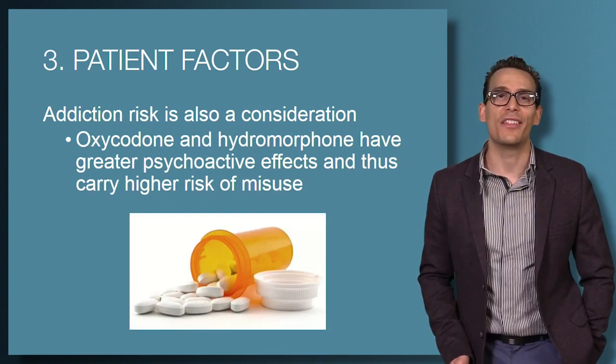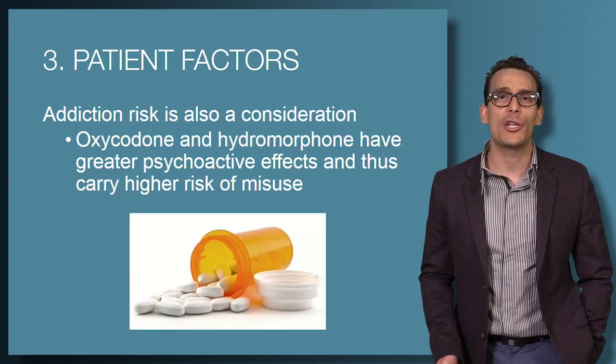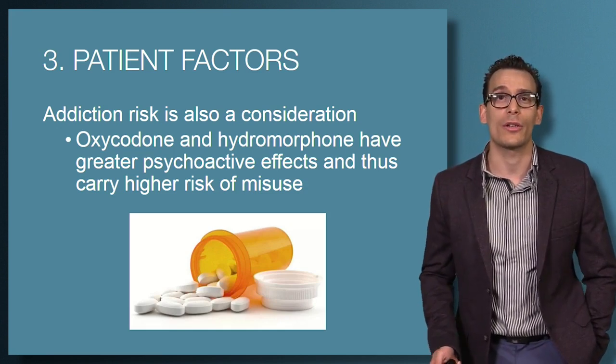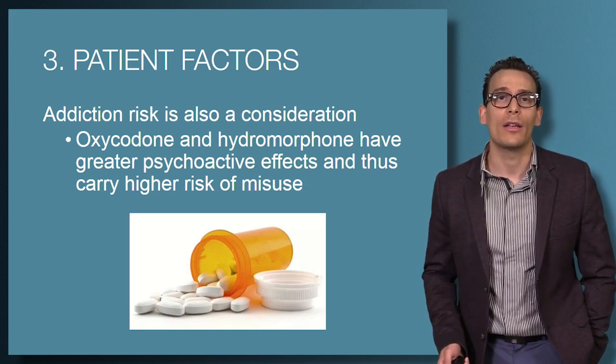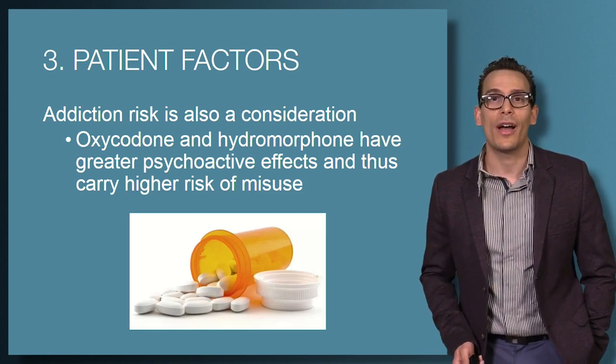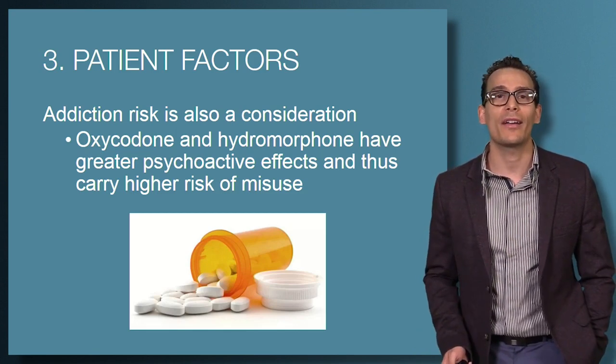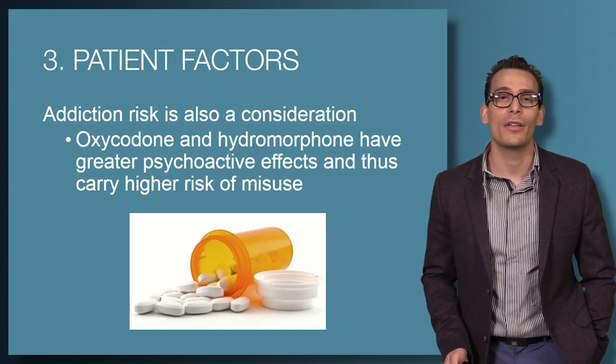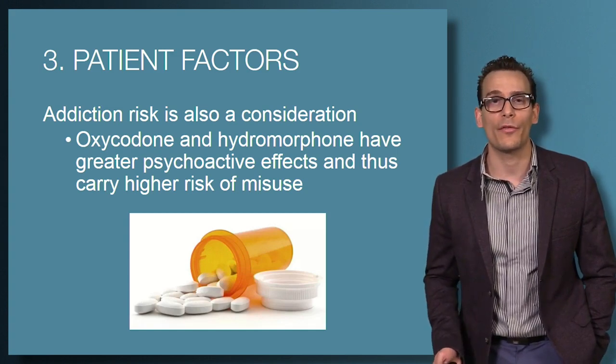Another patient factor to consider is addiction risk, as different patients have different risks of developing opioid addiction, and some opioids are more likely or more addictive than others. So, for example, oxycodone and hydromorphone have greater psychoactive effects and thus carry a higher risk of misuse as compared to other opioids such as morphine.